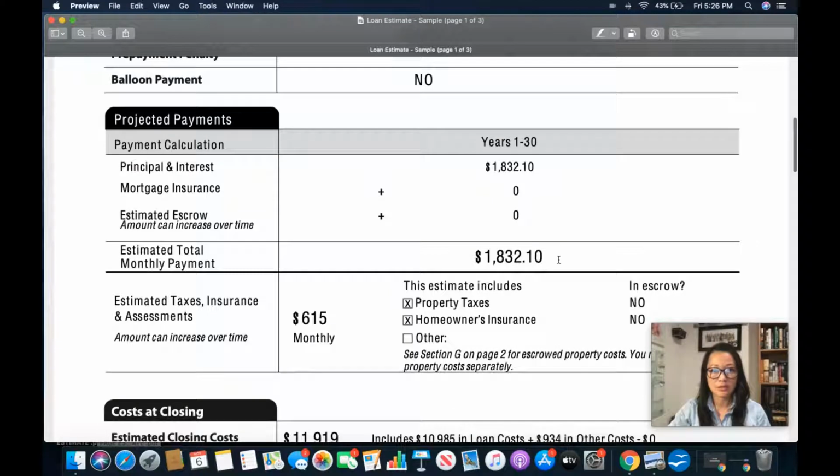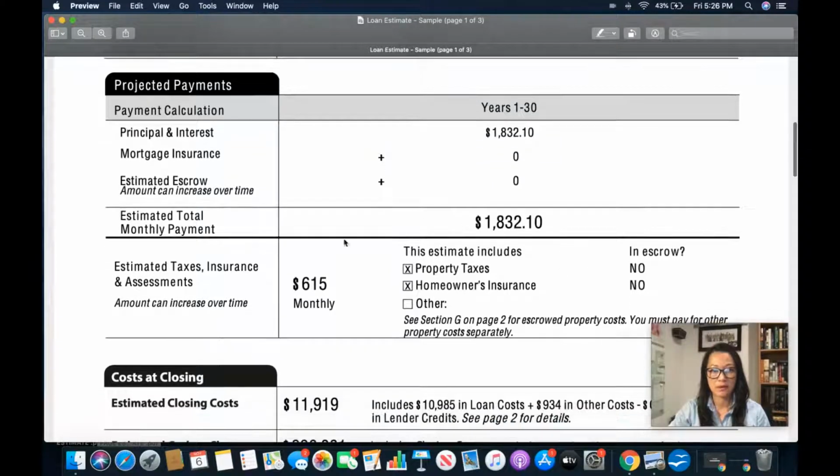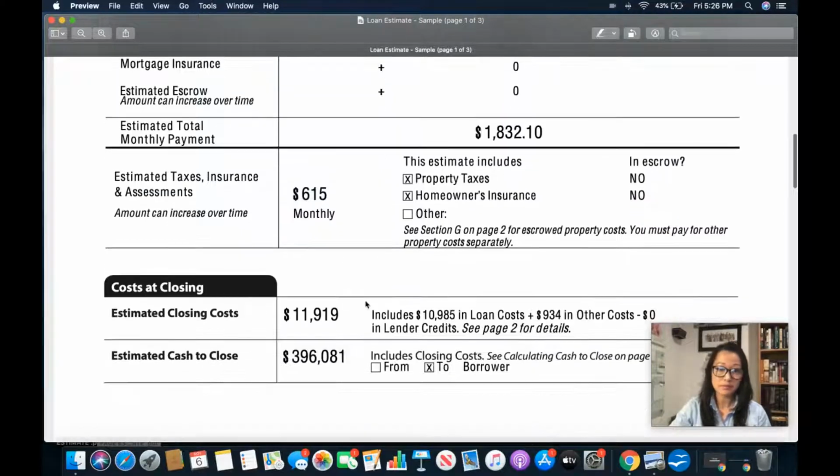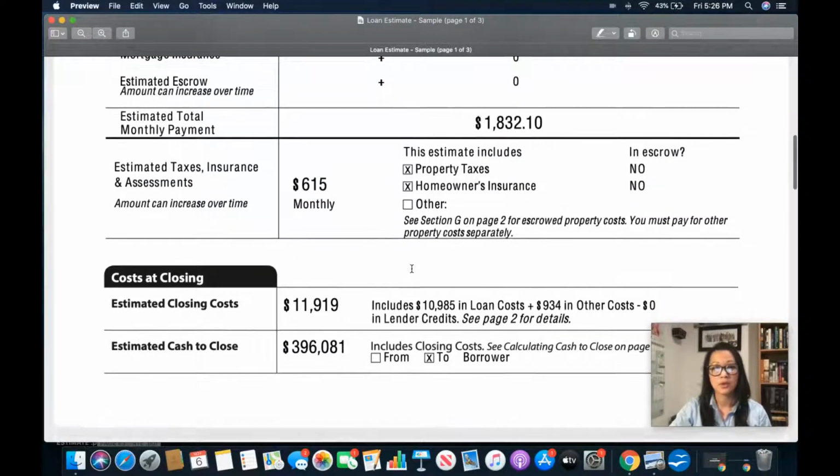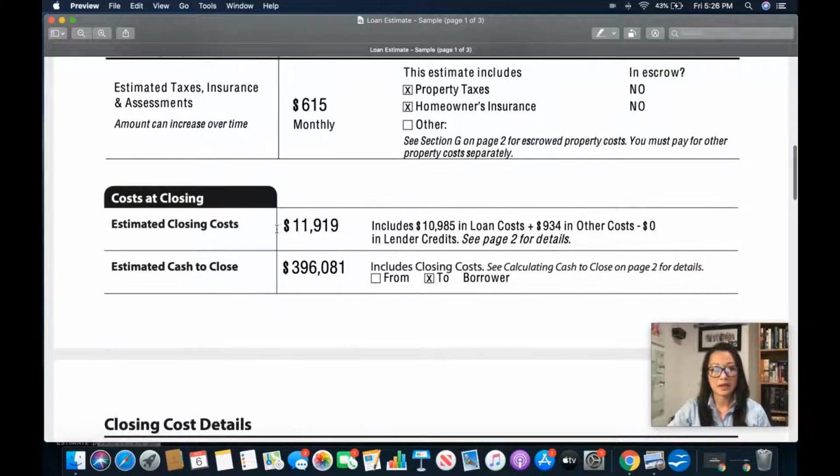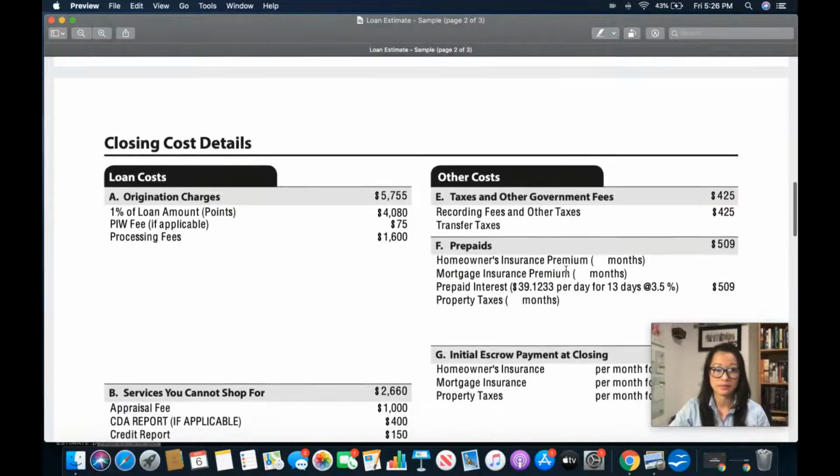What this portion talks about is your escrow impounds. If the lender wants you to pay your property tax and mortgage insurance every month rather than annually, they're going to give you a quote for what that looks like monthly, and that's an estimate as well. The estimated closing cost is close to $12,000, and it's going to be broken down on the next page.